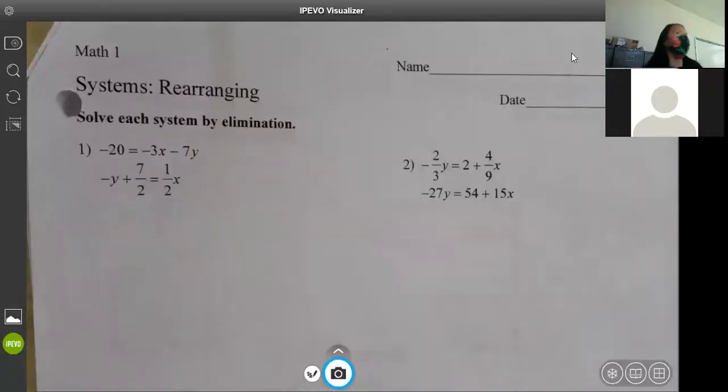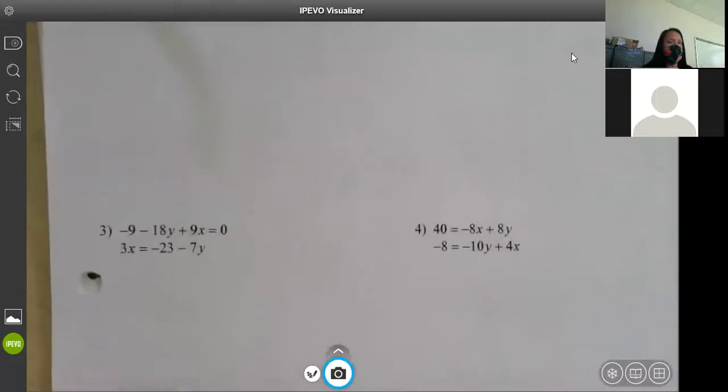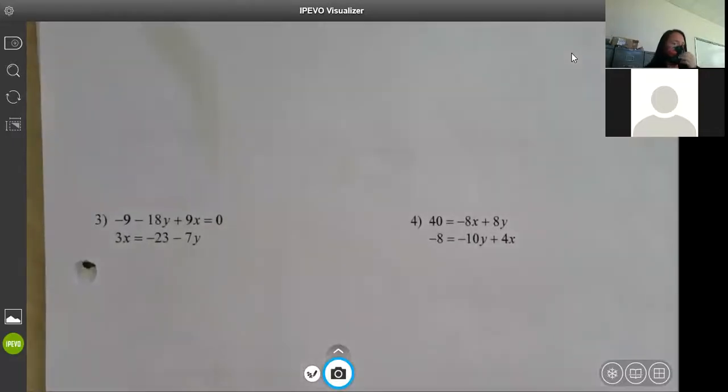So for rearranging, all it is that your X and your Y are not on the same side. So we're going to get it on the same side. I'm going to skip down to where we don't have fractions just yet and look at number 3. Again, we just want X and Y on the same side. It doesn't matter which one comes first as long as they're lined up. So typically we have X, Y, and then equals a number.